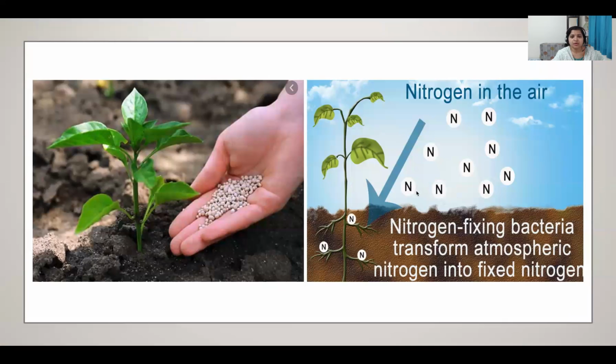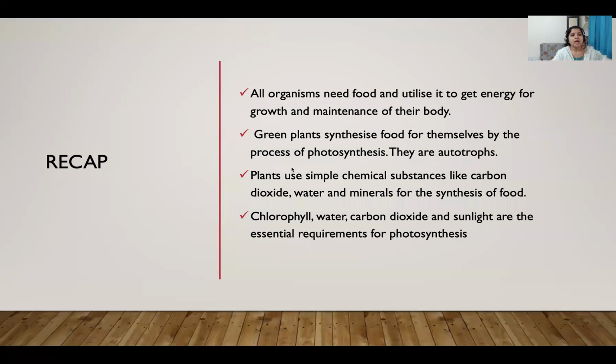I hope you have understood what we have learned today. So let's have a quick revision. All the organisms need food and utilize it to get energy for growth and maintenance of their body. Green plants can synthesize their own food, whereas the other organisms cannot prepare their own food. Plants utilize carbon dioxide, water and minerals to synthesize their food.